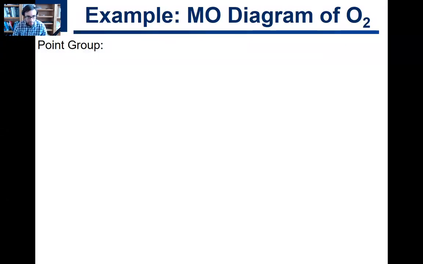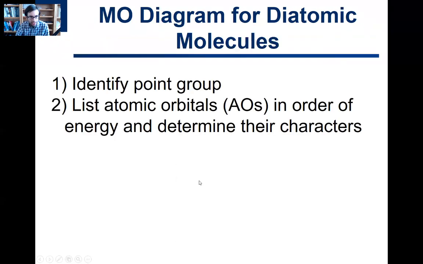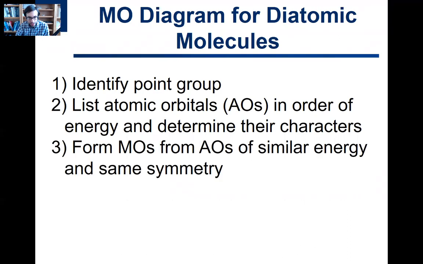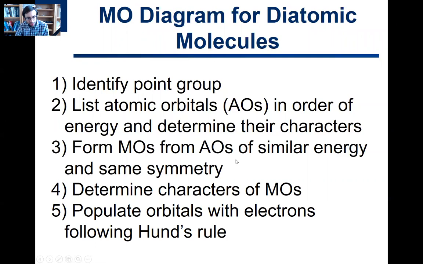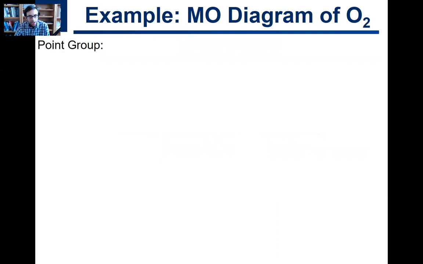So now we can look at the MO diagrams and how we would construct them for diatomic molecules. The first thing that we need to do, following the rules on the previous slide, is identify the point group. Then we're going to get the atomic orbitals that we're going to use to make molecular orbitals from atomic orbitals that have similar energy and the same symmetry. We're going to figure out the symmetries of the MOs, and then we're going to populate the orbitals with electrons according to Hund's rules.